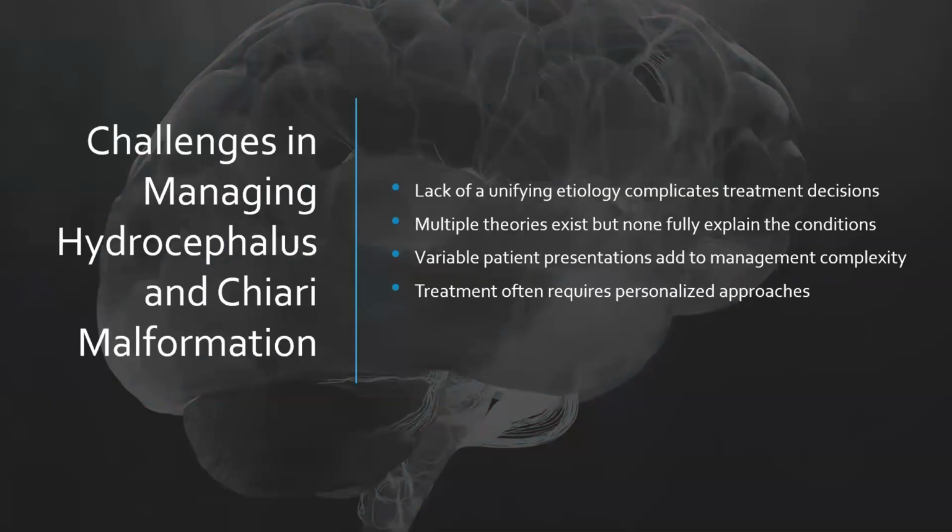So again, as I mentioned, the challenges then become how do you treat these patients? The chicken or the egg, which comes first? One, we don't have a unifying etiology, so this complicates treatment decisions. You don't have a simple pathophysiology. There's different variations of Chiari, how they present, severity of symptoms, and again, multiple theories exist. None fully explain the conditions. They are interconnected, and you get variable patient presentations. And therefore, treatment really requires a more personalized approach.